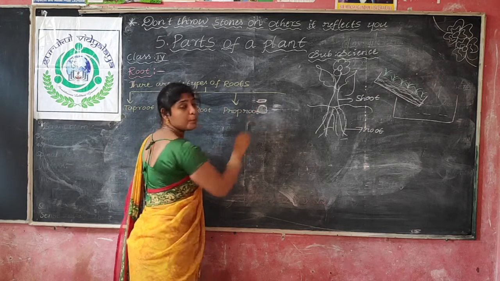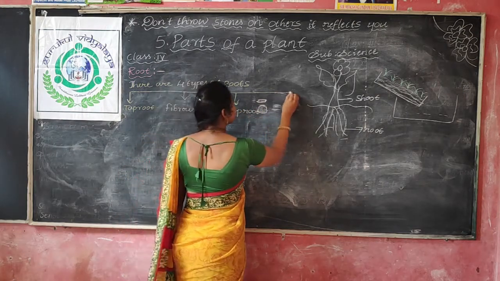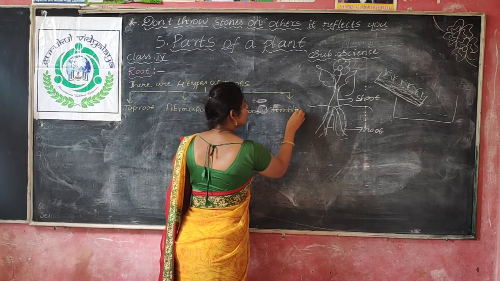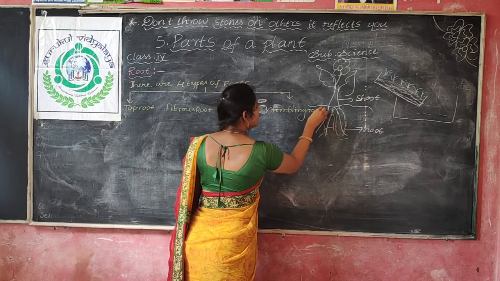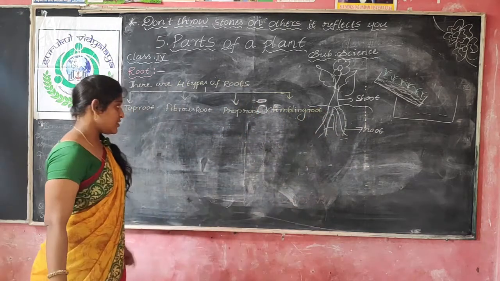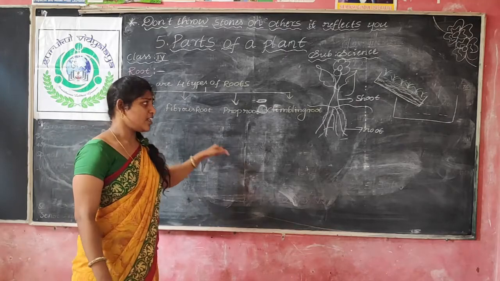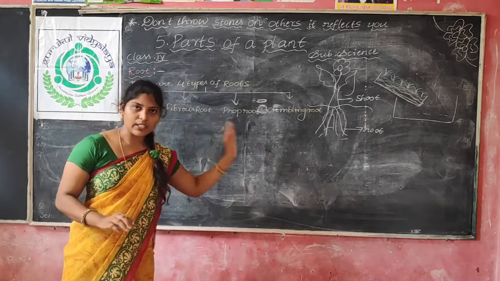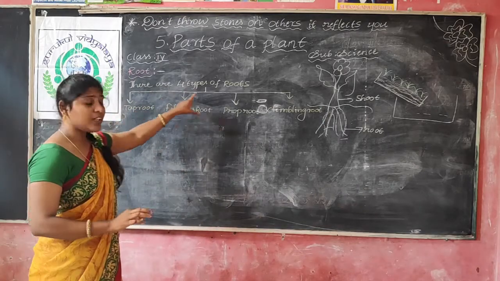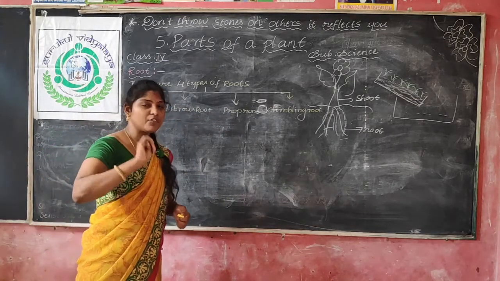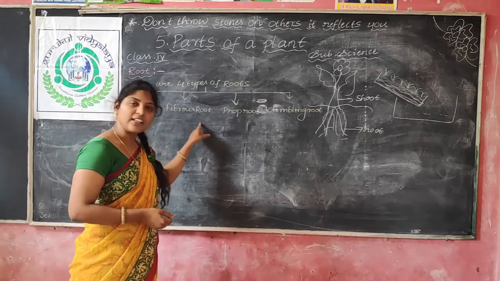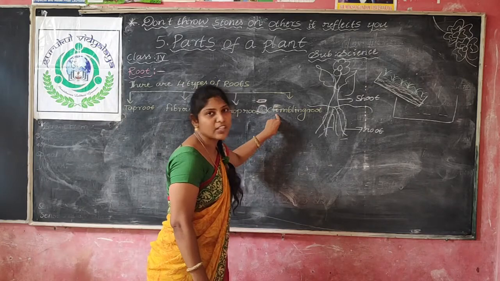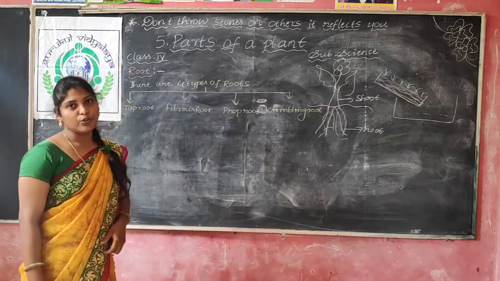What we call prop root. And the fourth one is the climbing root. What is the fourth one? Climbing root. Yes. But before going to discuss this, see here, ma, how many types of roots are we having? Four types of roots we are having. One is taproot, another one is fibrous root, the next one is prop root, and the fourth one is the climbing root. What is a taproot?